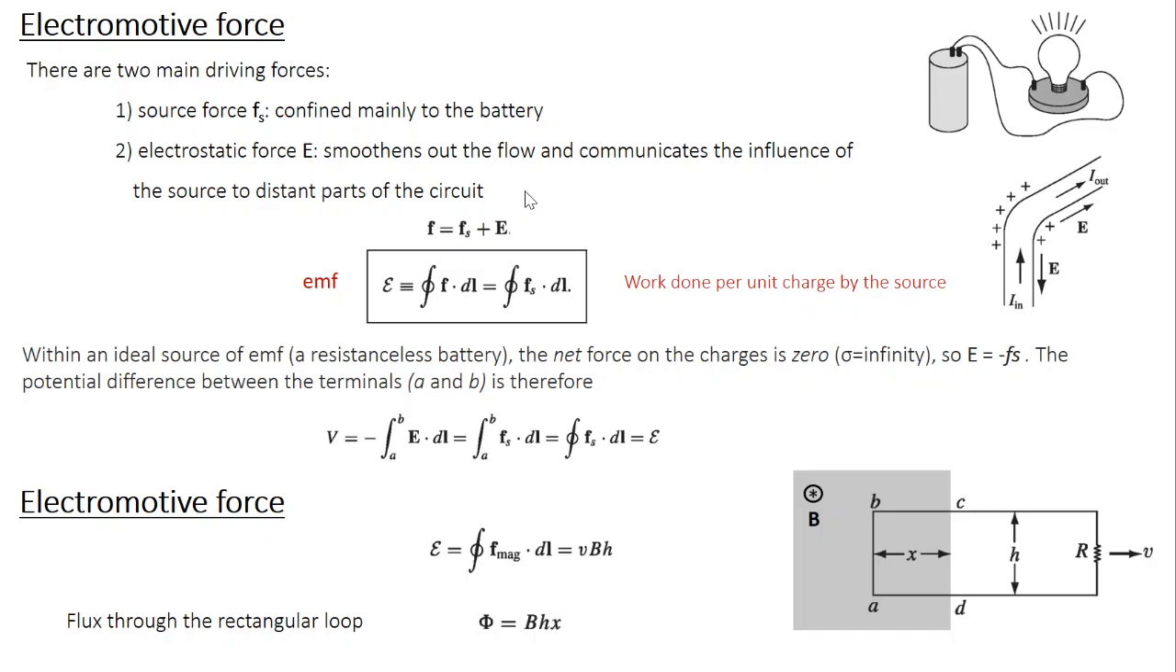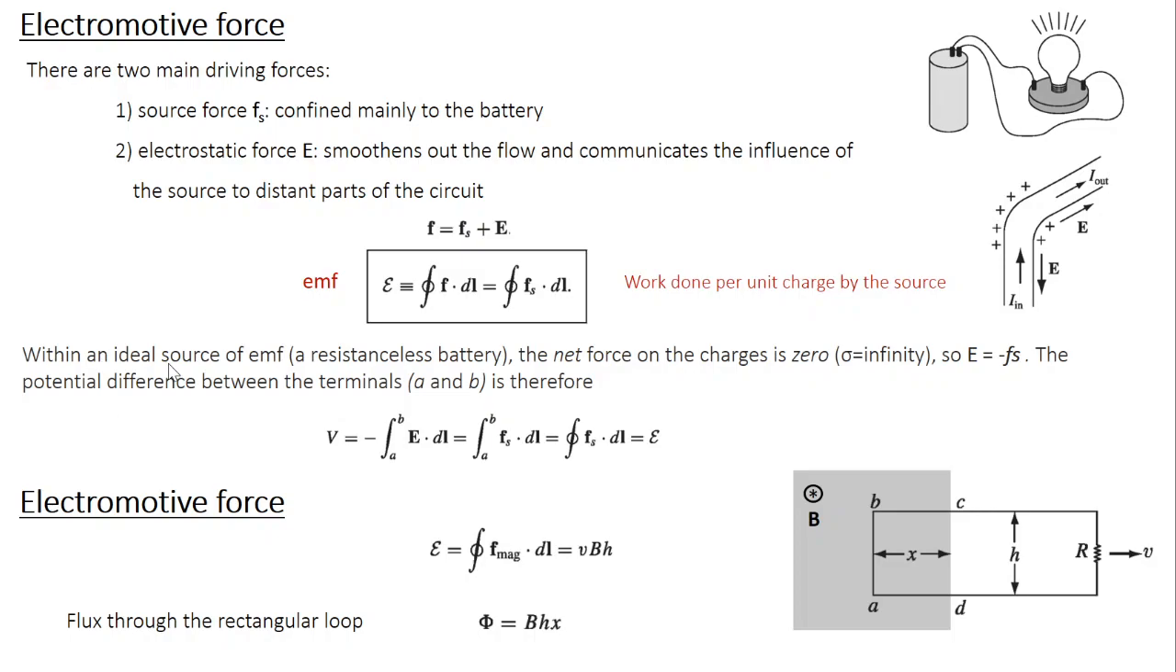So the total force in this circuit is a combination of the source force Fs plus the electrostatic force E. Now the electromotive force EMF is defined as closed integral F dot dl. Since closed integral E dot dl equals 0, you can write it as closed integral Fs dot dl. So when I say electromotive force, don't think that it is a force, it is an integral of the force. Or since F dot dl is the work done, you can view it as work done per unit charge by the source.